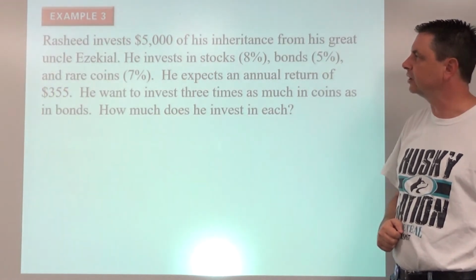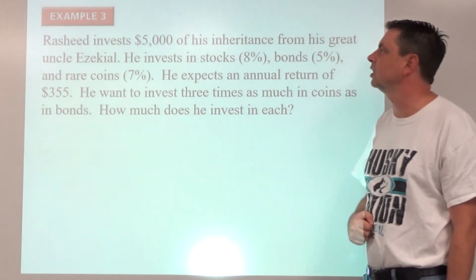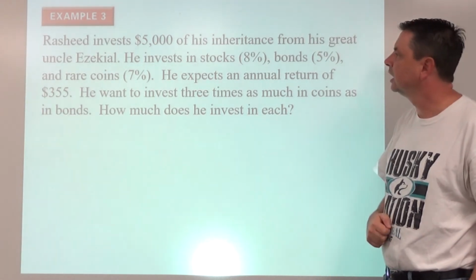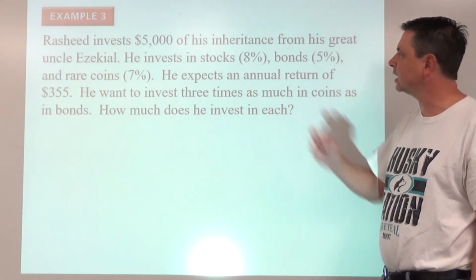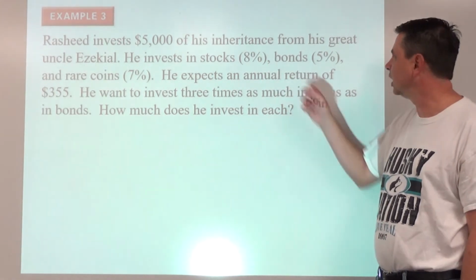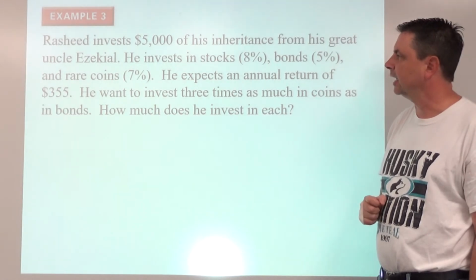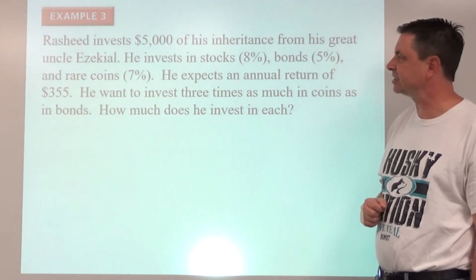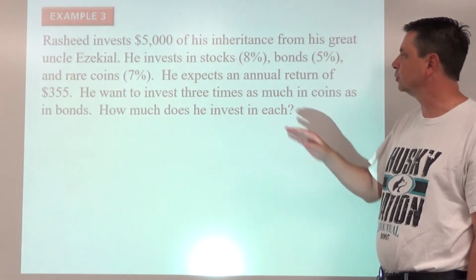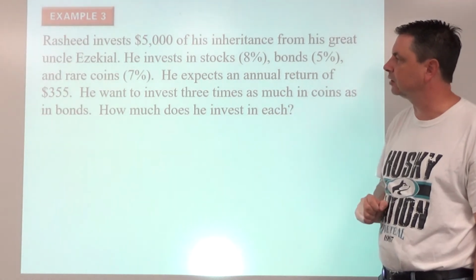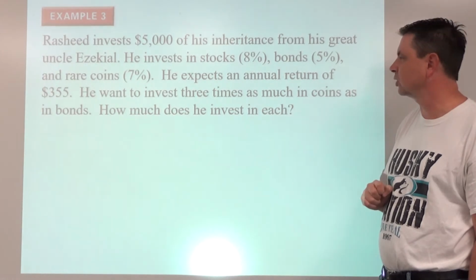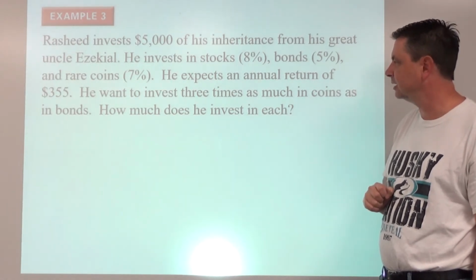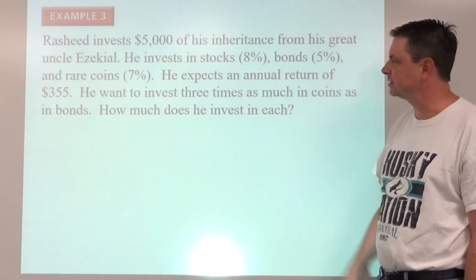Example number 3. Rashid invests $5,000 of his inheritance from his great uncle Ezekiel. He invests in stocks at 8%, bonds at 5%, and rare coins earning 7%. He expects an annual return of $355. He wants to invest 3 times as much in coins as in bonds. How much does he invest in each?